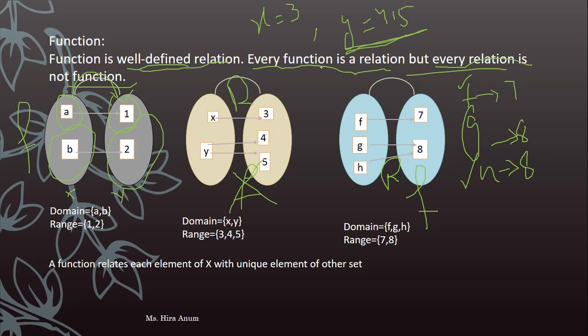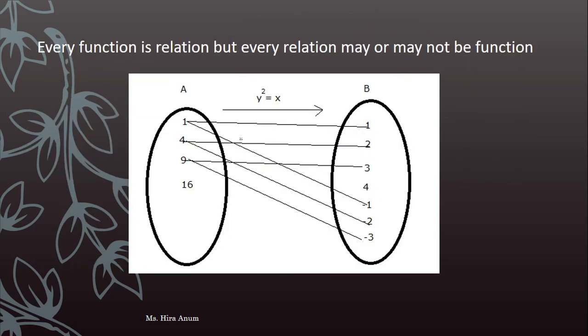This is 100% sure. Every function is a well-defined relation, but every relation is not a function. A function relates each element of X with an element of the other set. Every function is a relation, but every relation may or may not be a function. You can see y squared equals x. This is a relation but not a function, because we have y equals f of x. So this is not a function, but it is a relation.